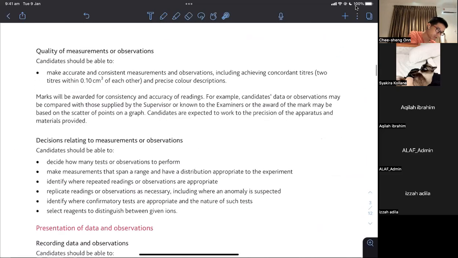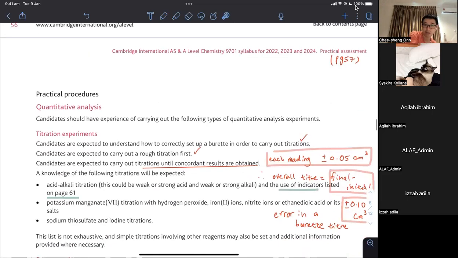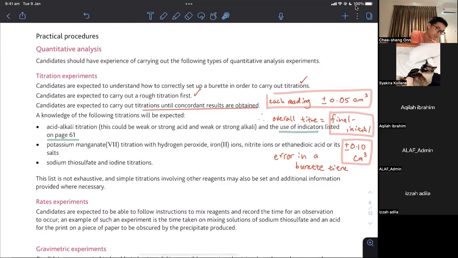I'm just going to go through the rest of the practicals now. Like I said earlier, feel free to stop me and interrupt me if you've got any questions you want to ask straight away. These are the list of quantitative analysis practicals.